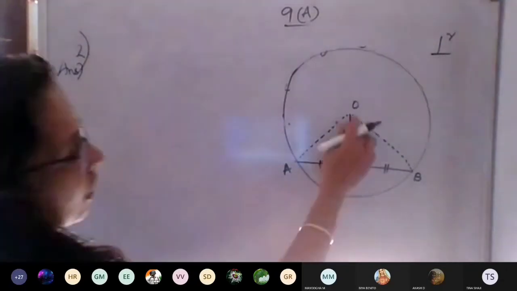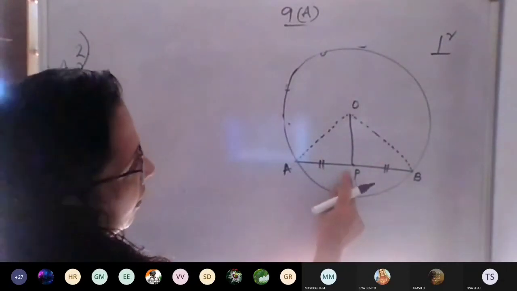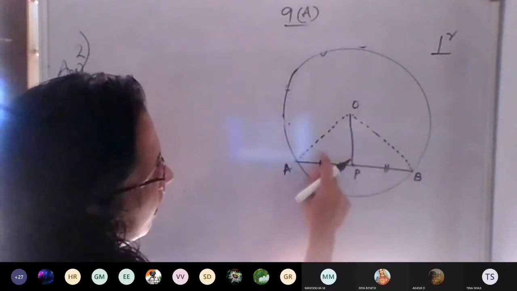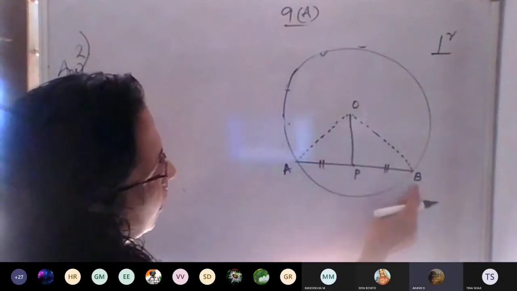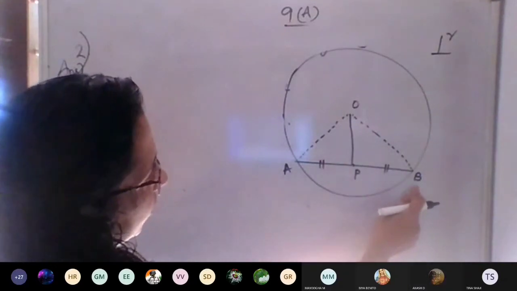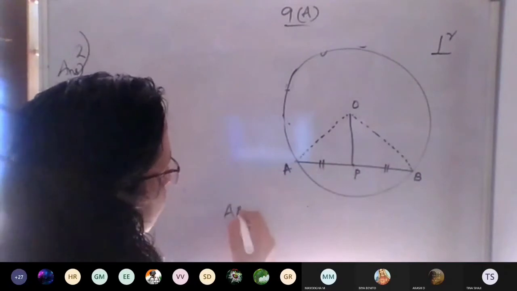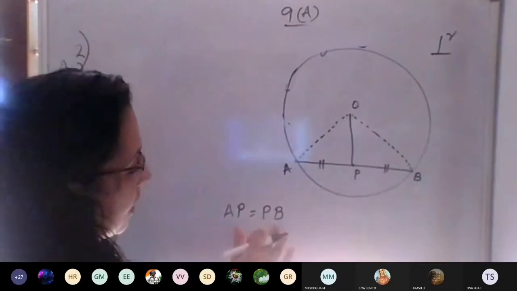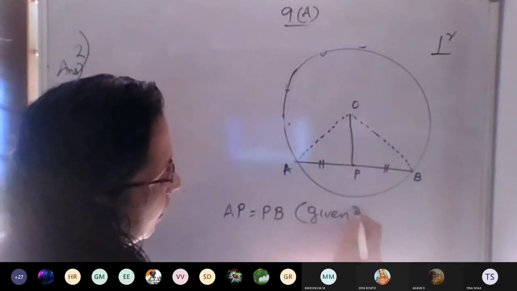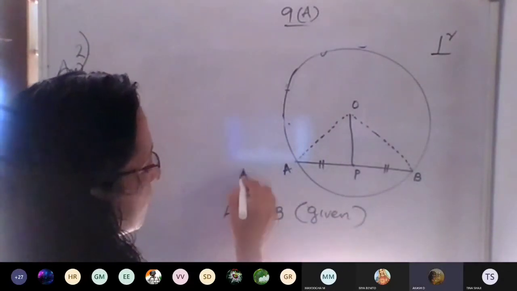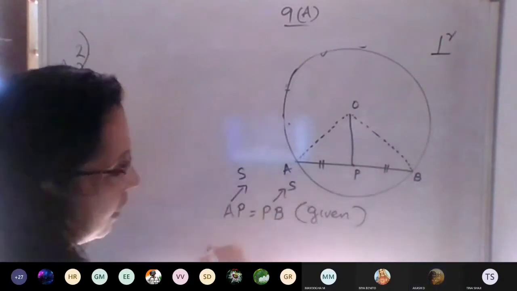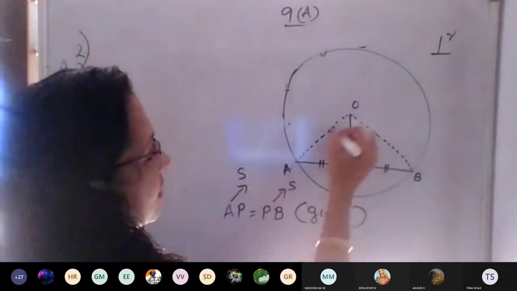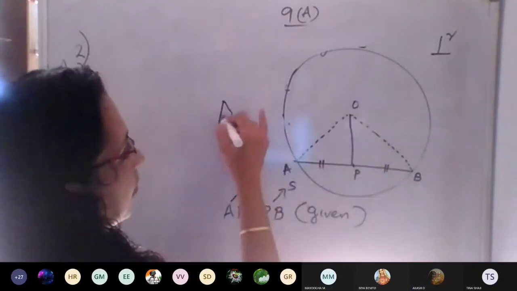OP is equal to OP, it is a common side for both the triangles. Then given AP is equal to PB. Don't write AP is equal to PB yet, it is given in the question. OP is common, one side of this triangle and the side of another triangle. Then first consider APO.